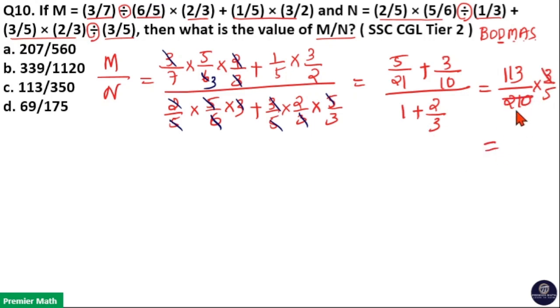Now, 3 goes 70 times in 210. So, 113 divided by 70 into 5 is equal to 350. So, this is your answer. Option C is your answer.